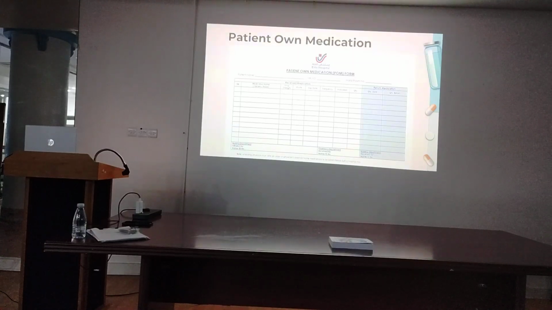This form, along with the medications, are given to the pharmacy.